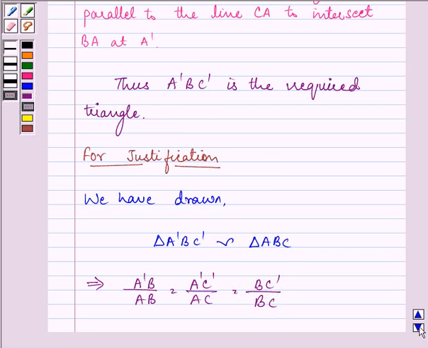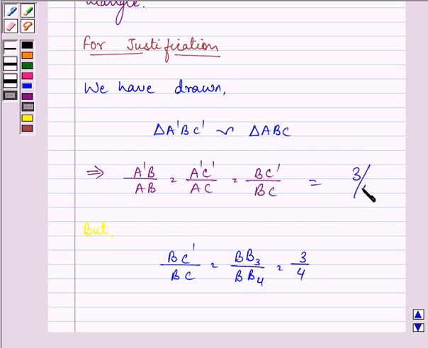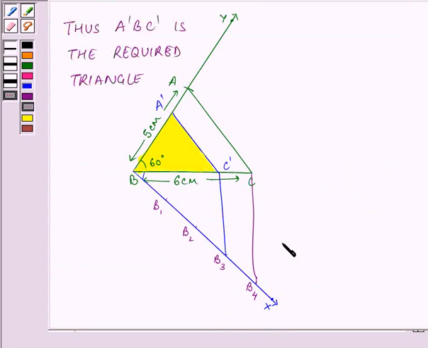But we know that BC dash upon BC is equal to BB3 upon BB4, which is equal to 3 by 4. So that means this whole will be equal to 3 by 4. And this is the required justification for the construction that we have done earlier.